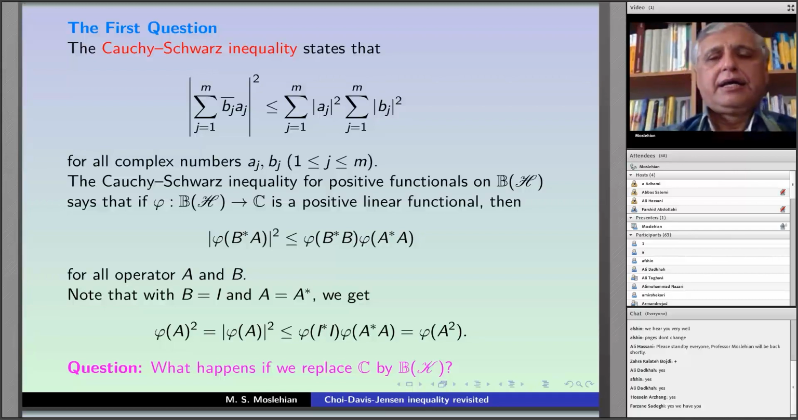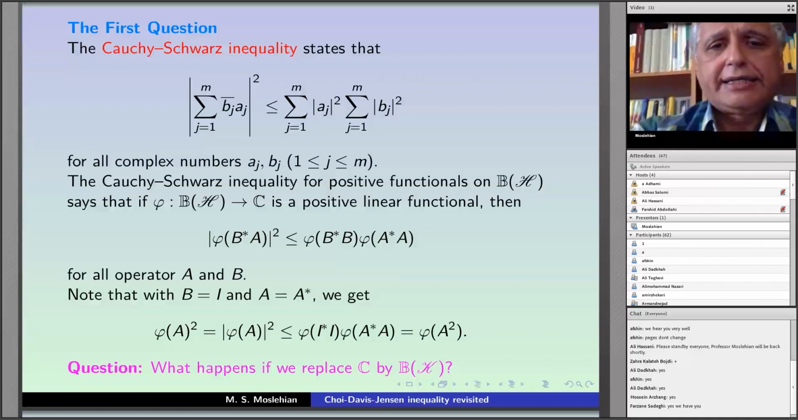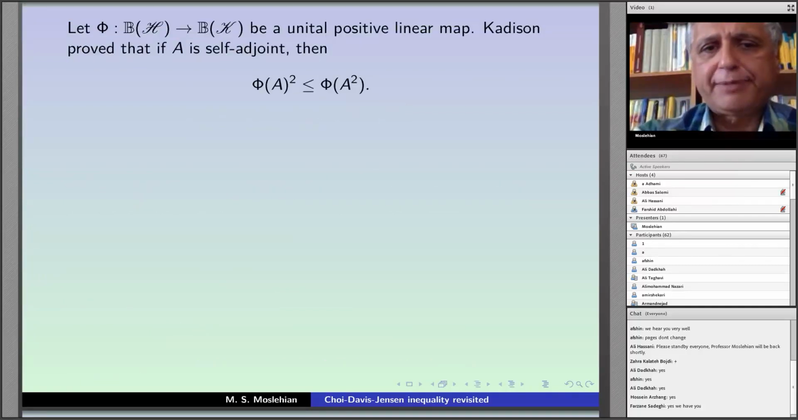Our question here asks us what happens if we replace the complex numbers C here by the algebra B(K) for a Hilbert space K. In fact, if we have a unital positive linear map phi from B(H) to B(K), Kadison proved that if A is self-adjoint, then this inequality holds.